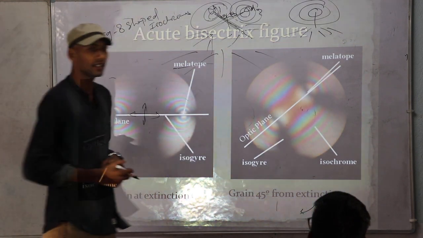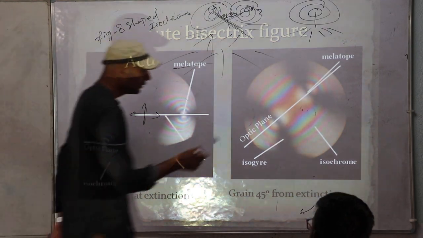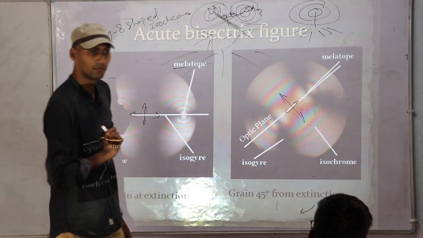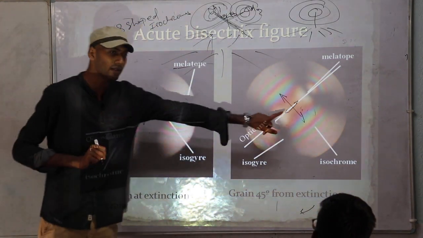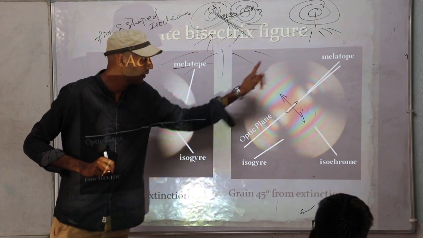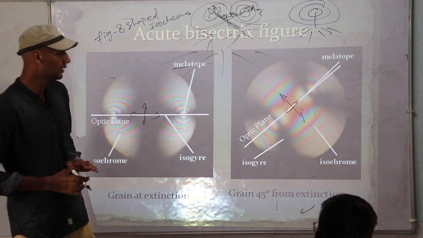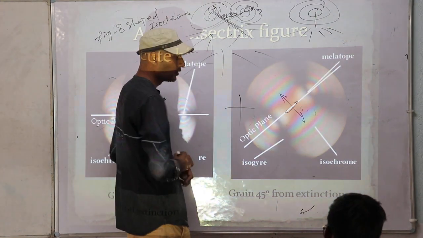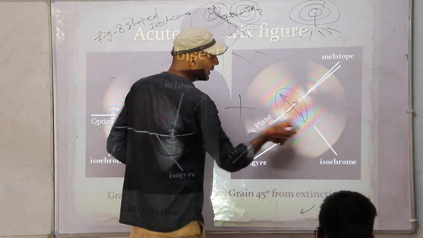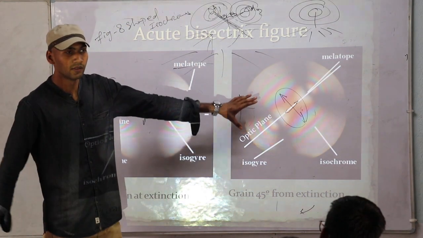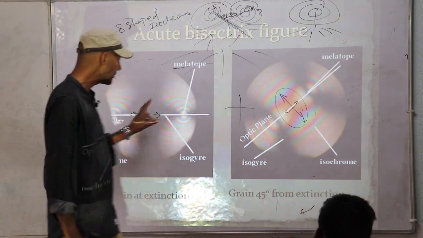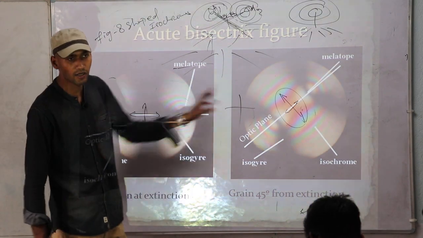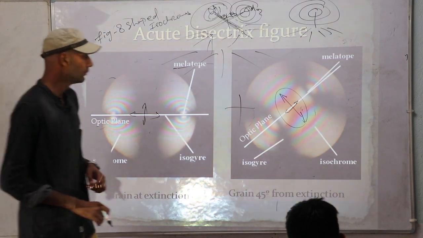If we rotate the stage, what happens? You can see at the center the vibration is mismatching. If we rotate the stage, the vibration is like that, along the optic plane and perpendicular to the optic plane, right? So the vibration is now mismatching with the polarizer and analyzer, so there will be formation of interference color instead of extinction. An isogyre is produced due to extinction, but here you can see there is no extinction because those are not parallel to the polarizer.